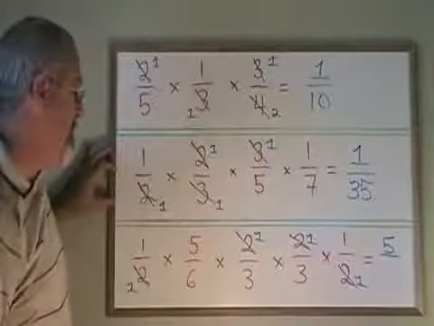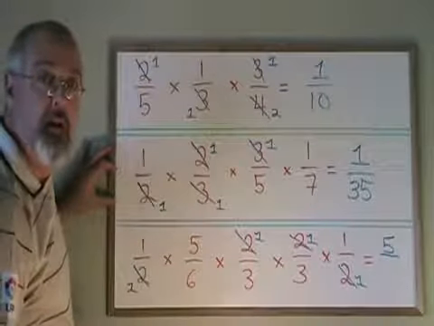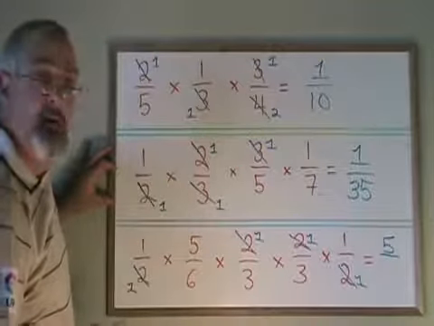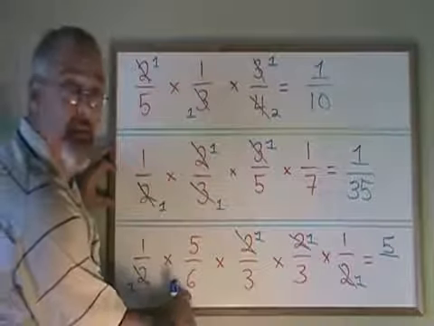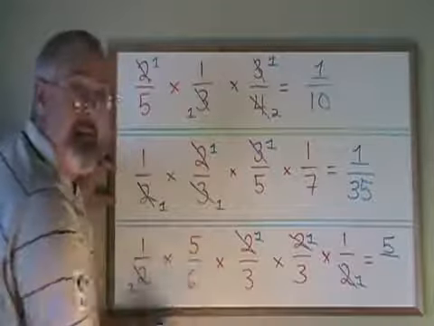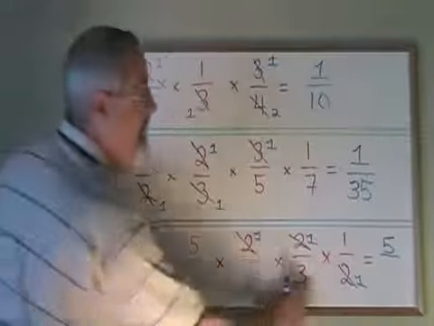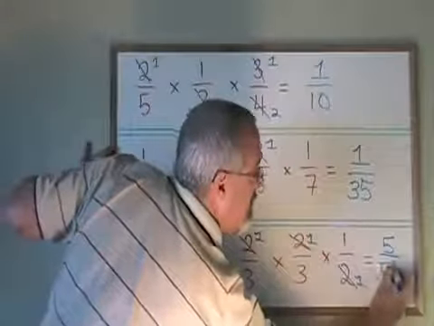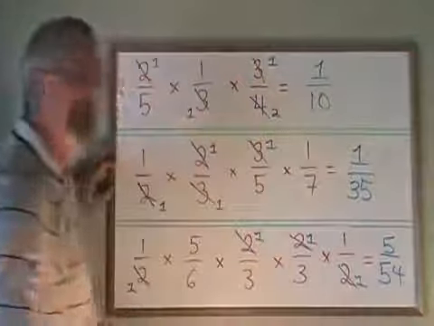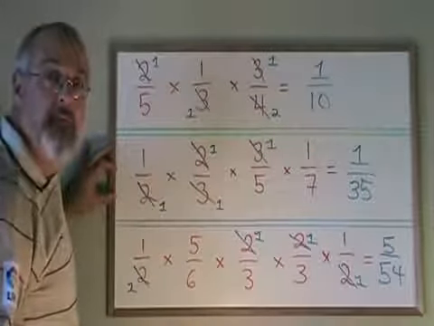And my bottom says 1 times 6 times 3 times 3 times 1. And these numbers are a little bigger, so I better take my time and be careful. 1 times 6 is 6. 6 times 3 is 18. 18 times 3 is 54. And 54 times 1 is 54. 5/54 is my final answer, and it cannot be simplified any further.